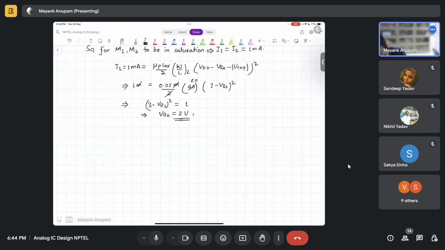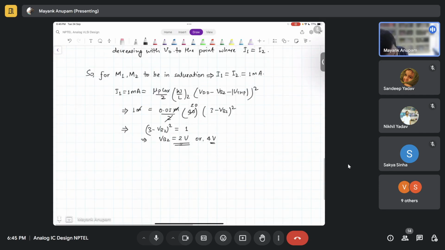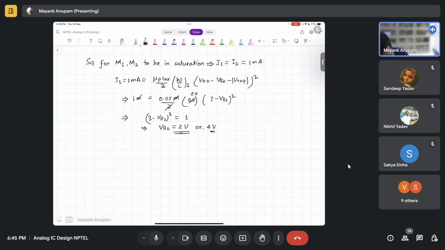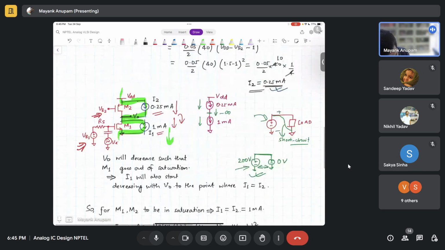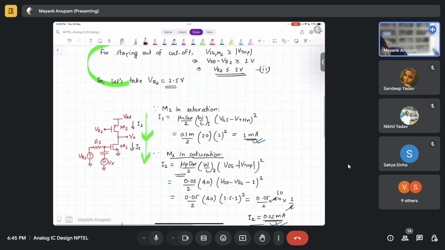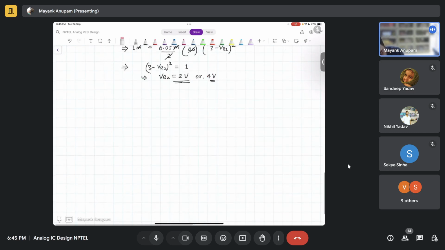2 volts or 4 volts, right? It is either 2 or 4. So which of these two is going to be the correct one? 2 or 4? 2. Yes, 2, because otherwise there will be cutoff, right? There will be a cutoff condition. We have already seen that VB2 has to be less than 3 volts. So 2 volts is the correct answer. So VB2 has to be 2 volts.